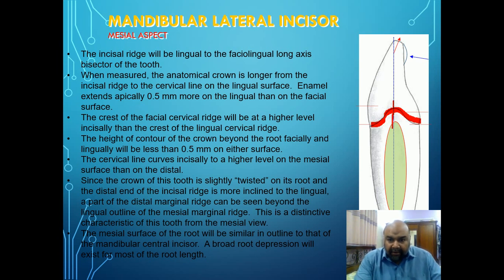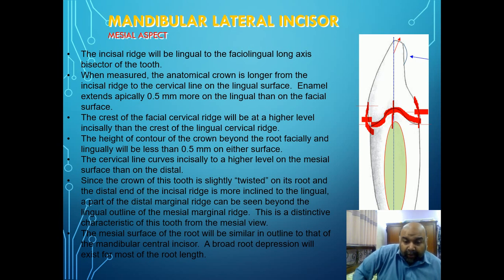And the height of the contour, this is the height of contour, this is both of the contours, and the most bulbous part is the height of contour. So this is the height of contour here, and this is the height of contour here. As you can see, the height of contours, they are not parallel to each other. It is much higher on the mesial aspect as compared to the distal aspect.